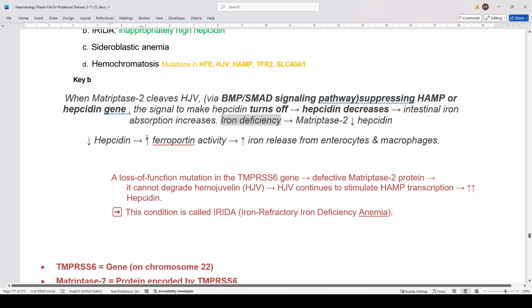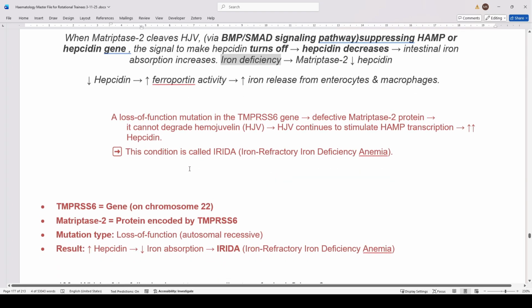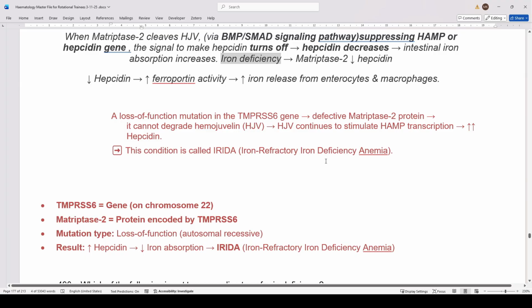And in that case, we will have increased absorption of iron from the enterocytes and macrophages. What happens when there is loss of function of the TMPRSS6 gene? There is a defective matriptase 2 protein. It cannot degrade hemojuvelin, which is its normal function. So hemojuvelin continues to promote hepcidin transcription, so a lot of hepcidin will be produced. When there is hepcidin, it will not allow absorption of iron from enterocytes and macrophages, and the patient will have iron deficiency anemia. So this condition is called iron refractory iron deficiency anemia.